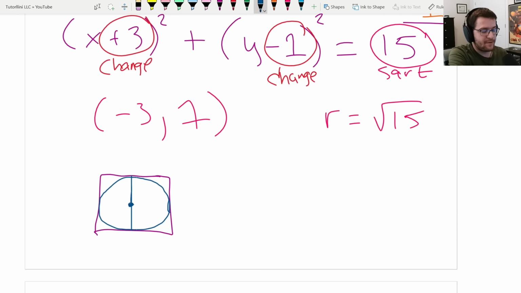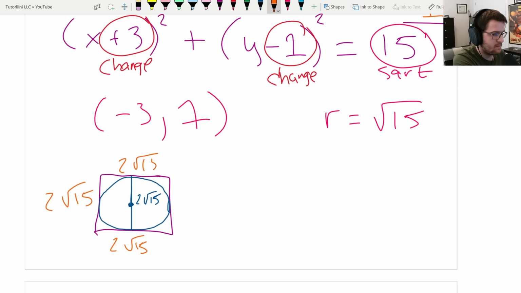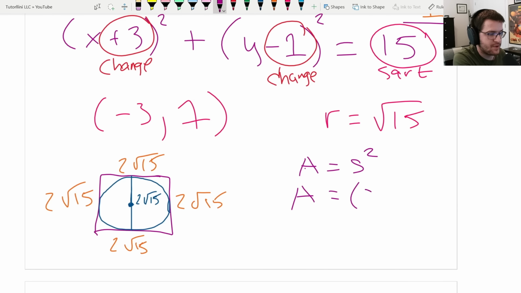So if the radius is root 15, then that diameter is 2 root 15, because it's double. So the side length of the square is 2 root 15 all around. Now to find the area of the square, we just use the formula area equals s squared. So area equals 2 root 15 squared.